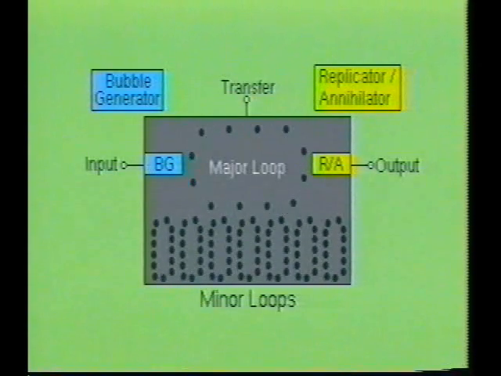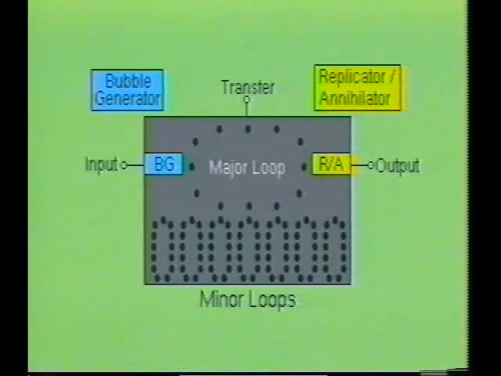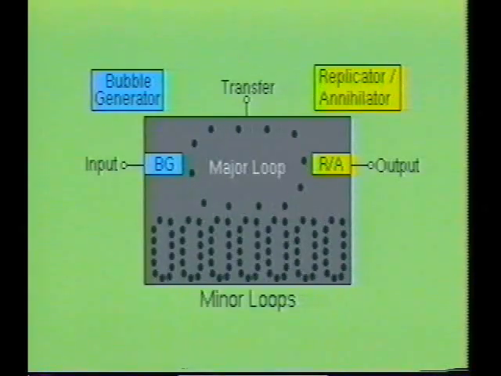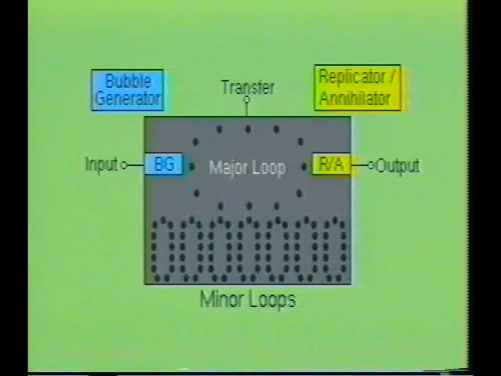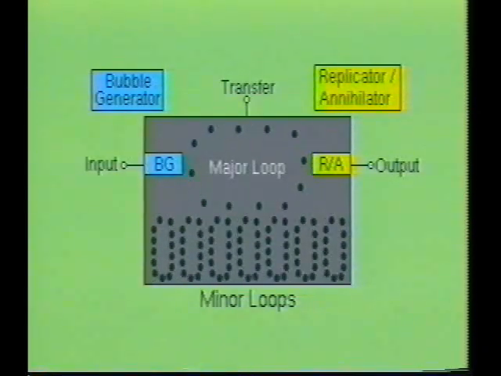Bubble memories are non-volatile, but their size, speed, and available memory have limited their use to only a few applications. Still, their potential for storing millions of bits of data make them a viable alternative to other mass storage devices.